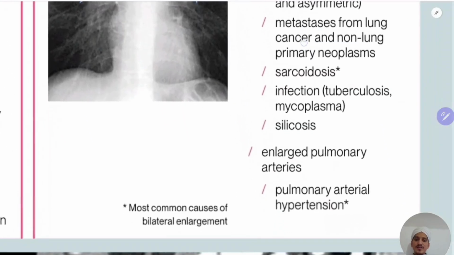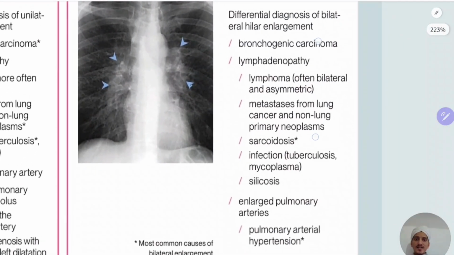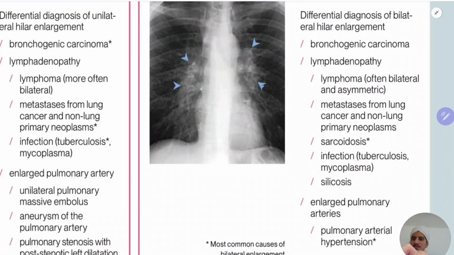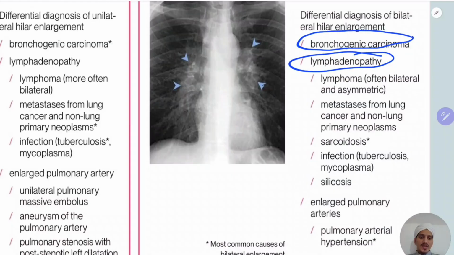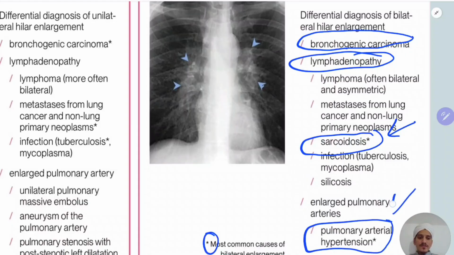So what are the differential diagnoses? Bilateral, most common, remember, it is Hodgkin's lymphoma and sarcoidosis. Very important. Bilateral: number one is bronchogenic carcinoma. Second is lymphadenopathy. And the most common cause is sarcoidosis and pulmonary arterial hypertension. So these two are the most common causes of bilateral hilar enlargement. Pulmonary arterial hypertension and sarcoidosis are the most common cause of bilateral hilar enlargement.